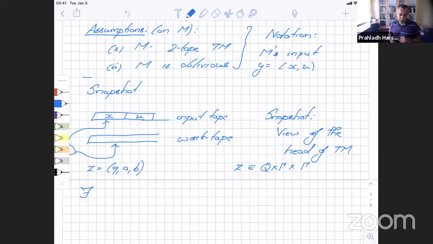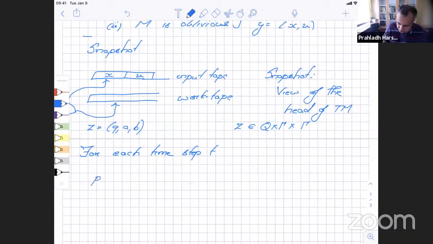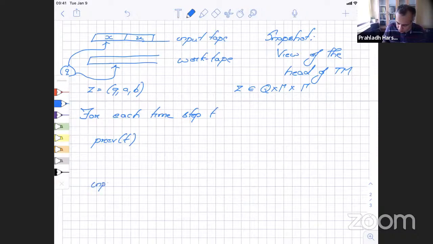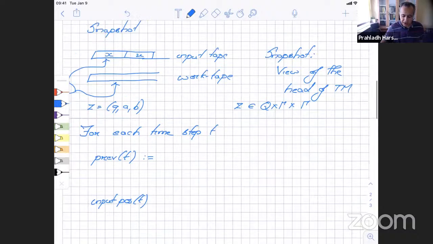Okay, and then towards the very end of the last lecture we had defined these two functions for each time step t. We want to define these functions called prev t and input position t. And what are these? The head is constantly moving on both the input tape and the work tape as the machine progresses.